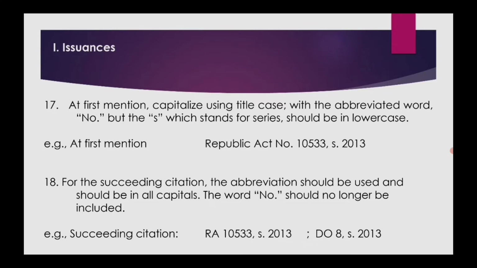So, for example, at first mention, spell out the Republic Act, the number, then you have 10533, comma, s for series, but shortened s lang, period, then 2013. For the succeeding citation, the abbreviation should be used and should be in all capitals. The word "number" or "No." should no longer be included. So the "No." disappeared. What happened in the example is, for the succeeding citation, we just write it as RA 10533 s. 2013 or DO 8 s. 2013. The "No." was dropped.